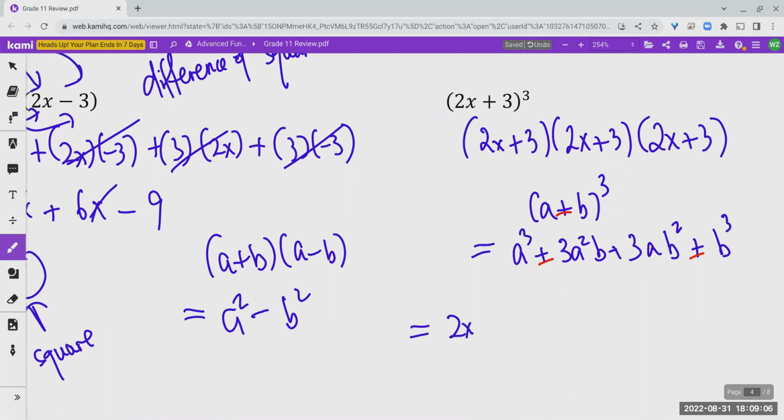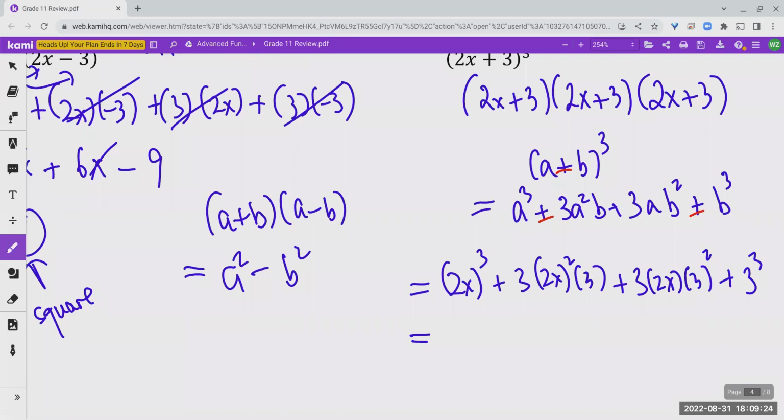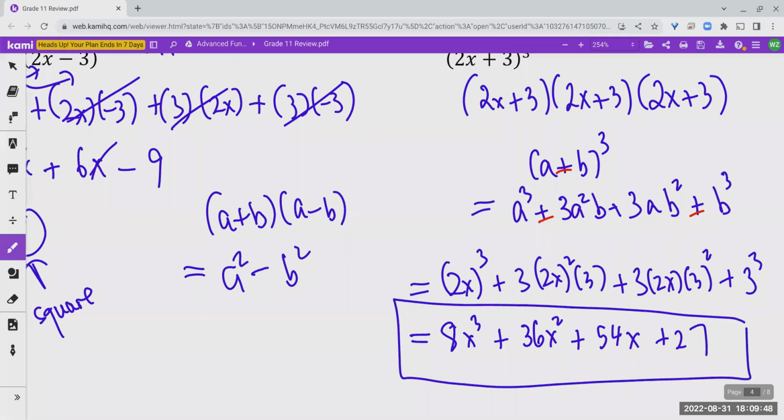So a cubed, so 2x is my a, cubed, plus 3 times 2x squared times b, which is 3, plus 3 times 2x times 3 squared, plus 3 cubed. Now it's just a matter of simplifying. So 2 cubed is 8, x cubed is x cubed, plus 3 squared is 9, 2 squared is 4, 9 times 4 is 36. So that's 36x squared. Then 3 squared is 9 times 2 is 18, times 3 is 54x, and then 3 cubed is 27. There it is. The answer is disgusting, but hey, we found it.